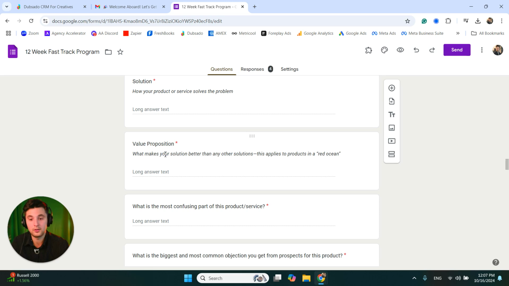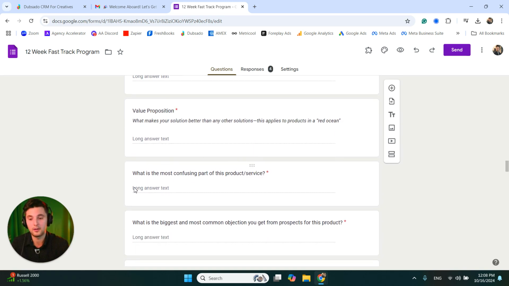So what makes your solution better than any other solutions? For example, right, Callaway has these yellow balls, but there's a handful of other companies that also make these bright yellow balls. So you're going to put in your value proposition here. Why should people buy these yellow balls instead of the other yellow balls? So you're going to put that in.